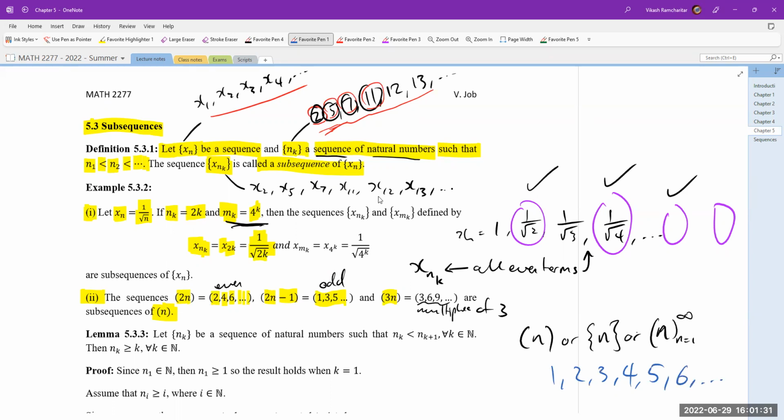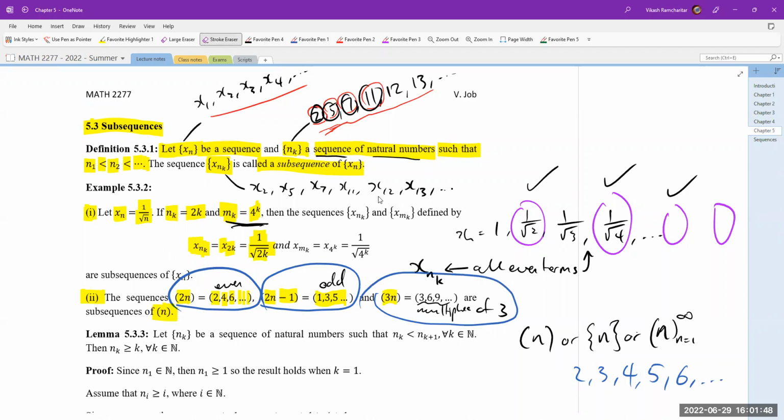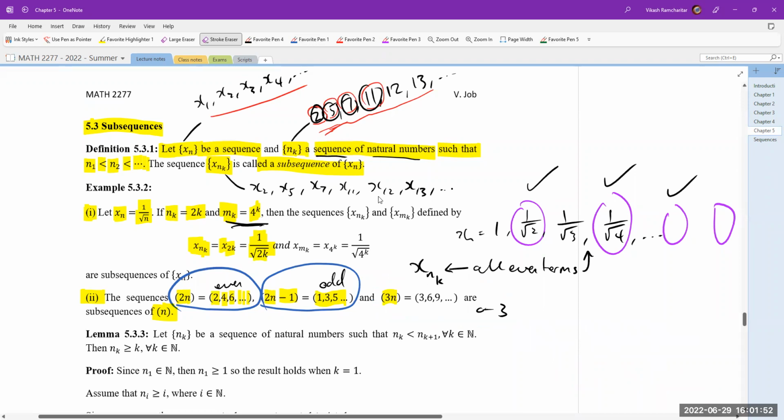So if we pick out all the even terms, we get this guy. If we pick out all the odd terms, we get this guy. If we pick out all the multiples of 3, we get this guy. Okay, so one sequence can have so many subsequences. It all depends on what terms you want to pick out.